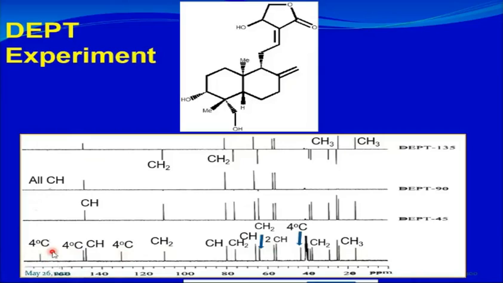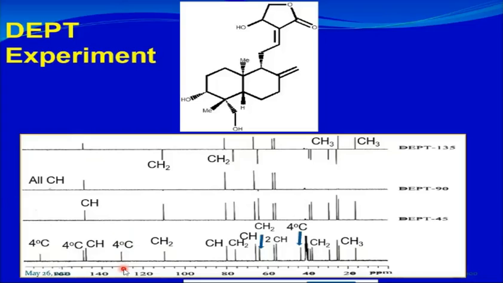This one belongs to 160, 170, or 180. This should be the quaternary carbon of the carbonyl, this one here. And this one appears at around 150 or 145. So this should be the quaternary carbon of the olefin. Do we have an olefin? Yes. So whether this is this one or one of these two, okay, this one. And then we have this one here. So this should be an olefinic quaternary carbon as well.